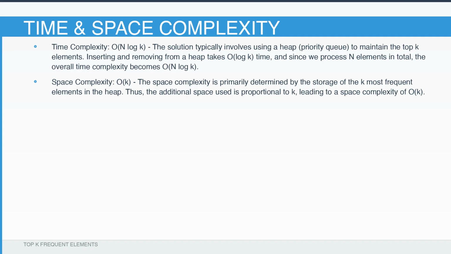This is because we only need to store the k most frequent elements in the heap. So, the additional space we use is directly proportional to k. In summary, the efficient use of a heap allows us to manage both time and space effectively, ensuring we can handle large data sets while still focusing on the most relevant information.